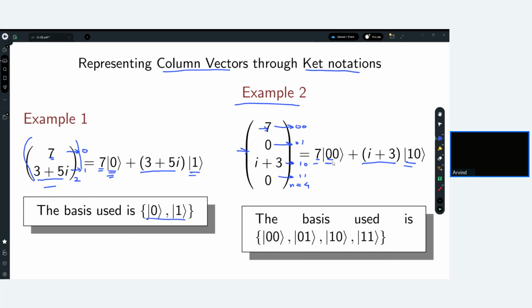Here we are using two different quantum bits. So the basis used is 0 0, 0 1, 1 0 and 1 1. So in this way, you can convert a column vector into Ket notation, and given Ket notation, you can write a column vector for that.